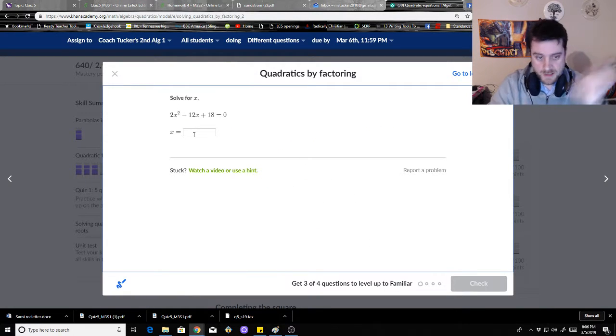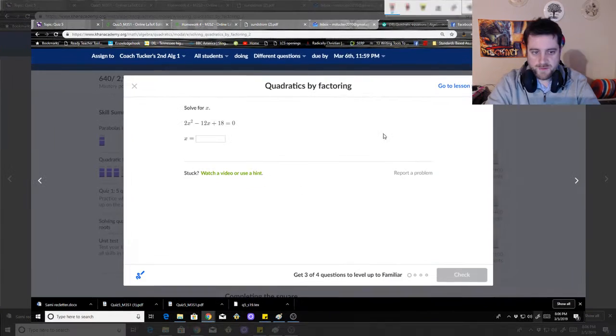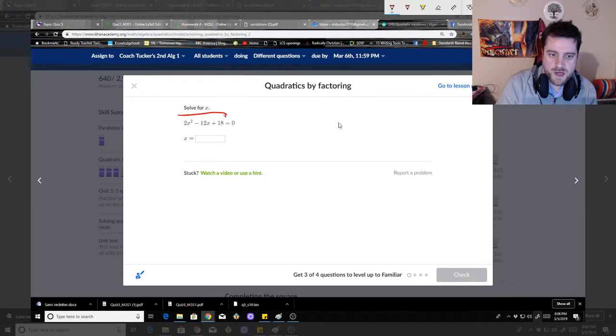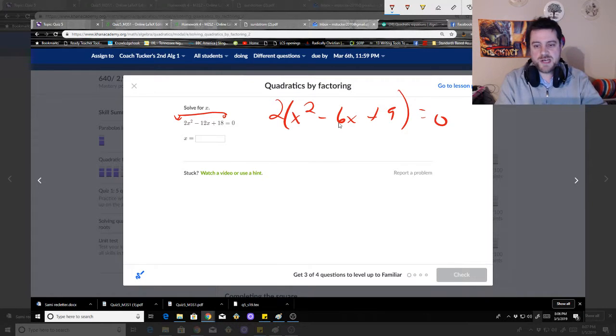4 minutes. Okay. All right, let's do this one together. This is a good one to go through. So, if you remember, the first thing I always told you to do when factoring, check for a GCF. Notice you can pull a 2 out. If you pull a 2 out, what are you left with? X squared minus 6x plus 9. This problem just got 500 times easier.